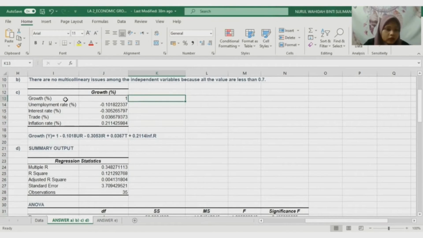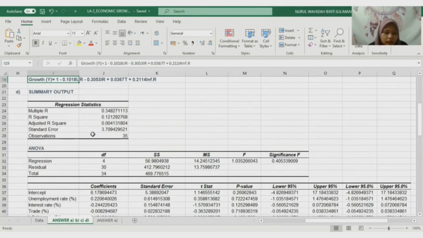And for question C, this is the regression equation for this question. 0.101 is the unemployment rate, -0.3053 is the interest rate, 0.0367 is the trade percent, and the last one is 0.2114 for the inflation rate.